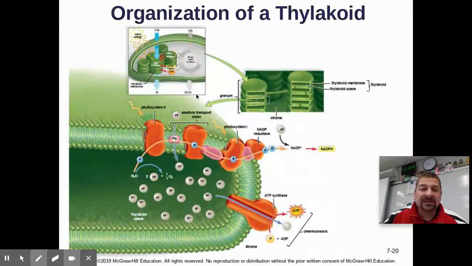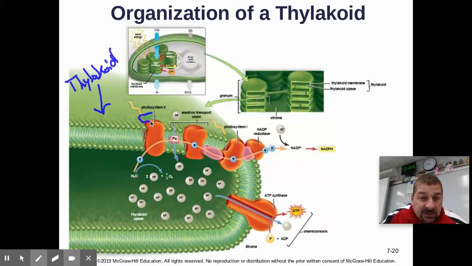I really like this picture here because this is showing the thylakoid. Remember, these are phospholipids, a phospholipid bilayer, and here's photosystem 2. There's our antenna complex. Here's light coming in, exciting the electron. Here's our water being split.